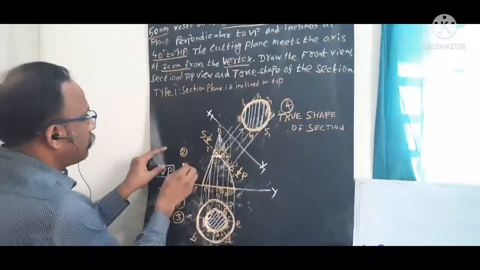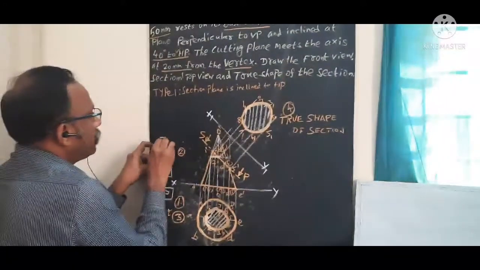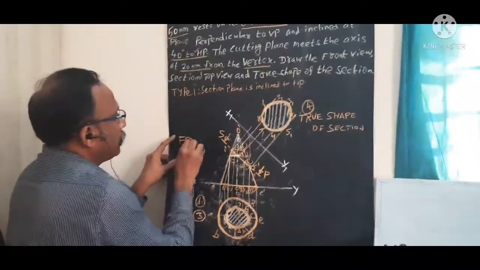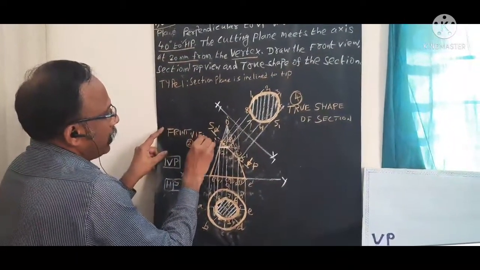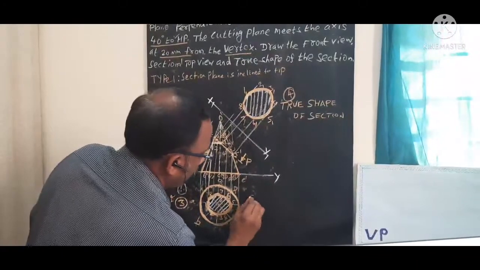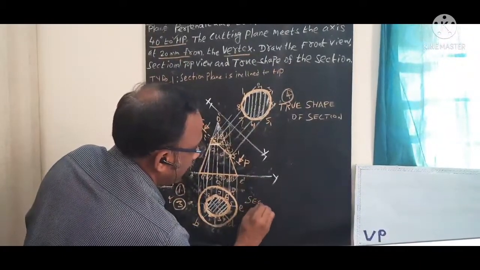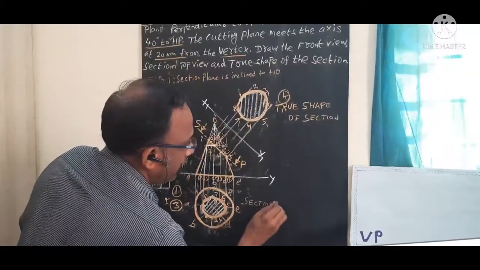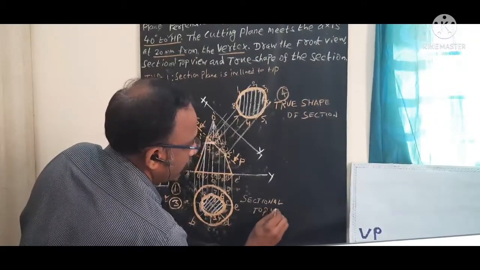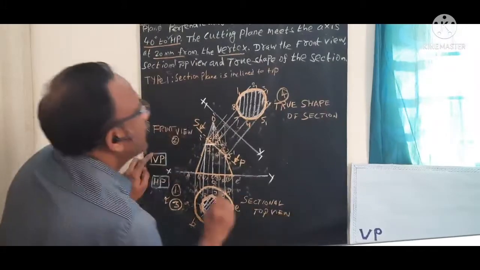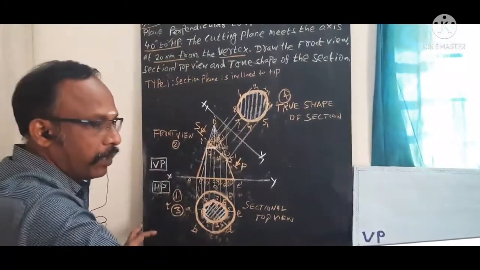Step number 2 is, I call this what? This is my front view. And this view I call what? Sectional top view. The name of this view is sectional top view. So this is the answer for this particular problem.